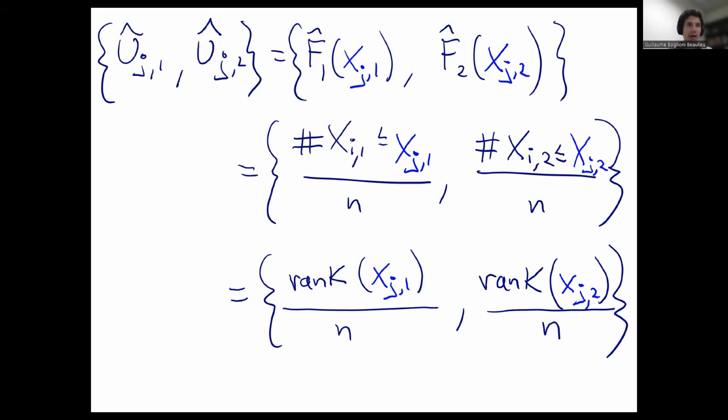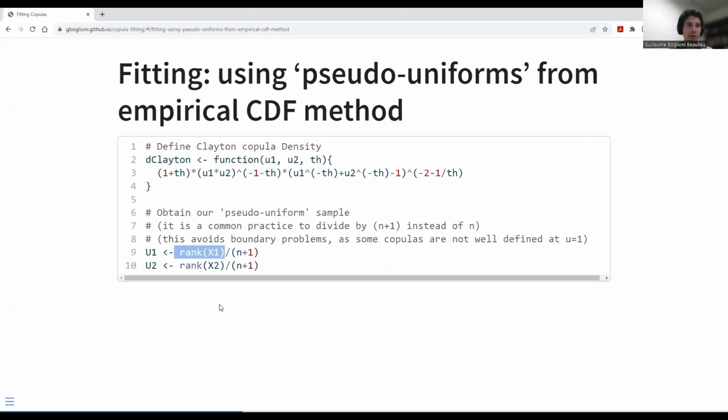In R, what I have is, okay, I take the rank of all the x's divided by n+1. This is just to avoid problems. It doesn't make a big difference because, of course, if n is moderate to big, dividing by n or by n+1 doesn't make a significant difference, but it's a common practice to divide by n+1 because of potential boundary problems.